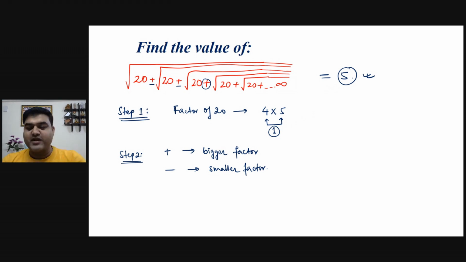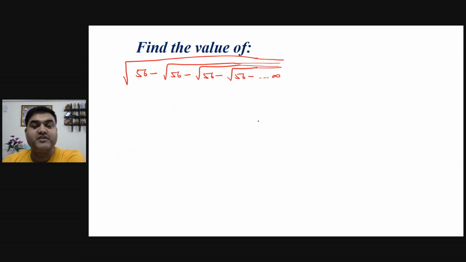Wonderful. Let's see one more sum. What if it was negative? What is given? √56 − √56 − √56 till infinity. So step number 1, we will find the factors of 56 in such a way that the difference of the factors is 1. That is 8 into 7.